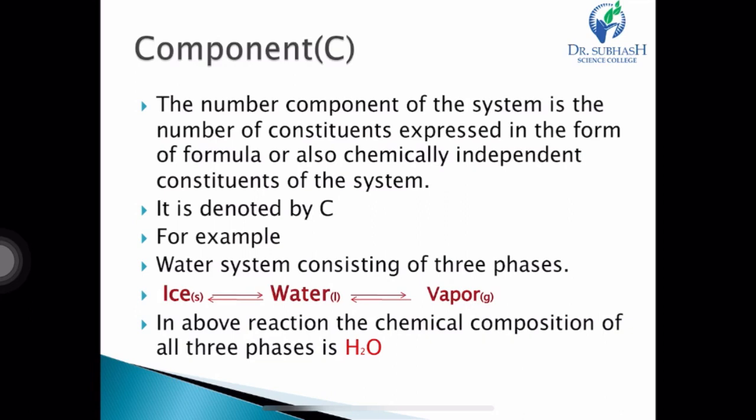In short, for example, there are three forms of water: ice as a solid, water as a liquid, and vapor as a gas. They are chemically independent, right? Solid separate, liquid separate, gas separate, chemically independent, but we can express these with only one formula, water. So in the above case, the chemical composition of all three phases is only H2O, right?